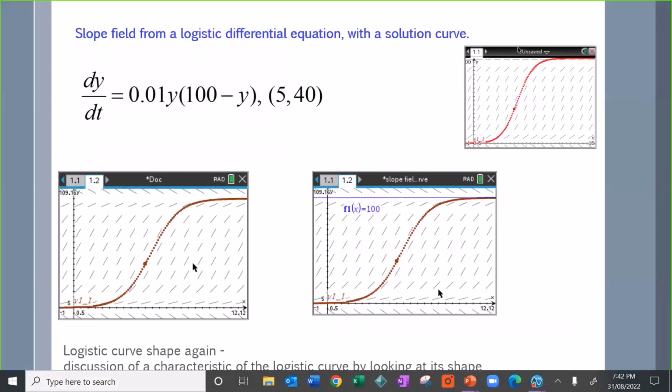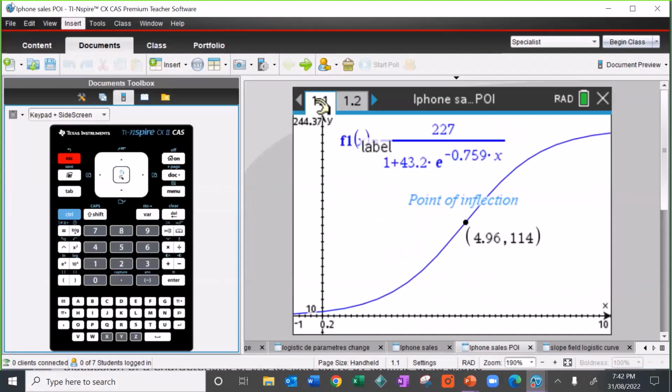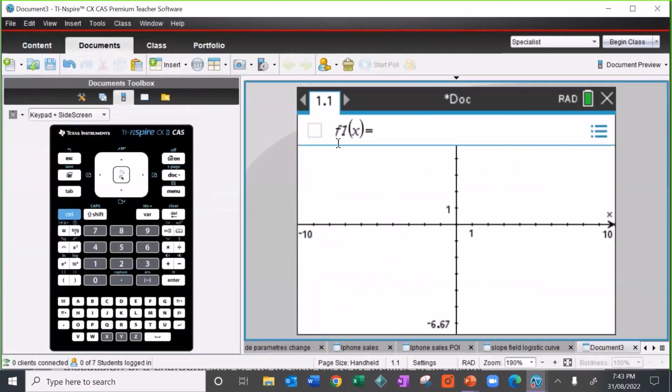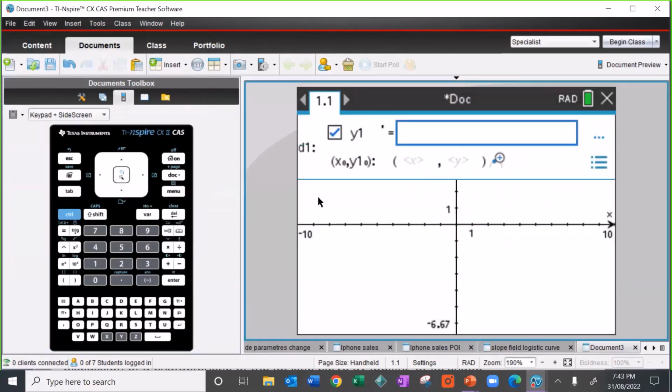Now, if we look at another way of looking at the logistic curve, the other way of doing that is using the slope field. So if we have this equation and have the point, we might try to do this on a calculator, also obtaining the logistic curve. So I might do this live. So we get graphs, and we need graph entry. We need the differential equation.